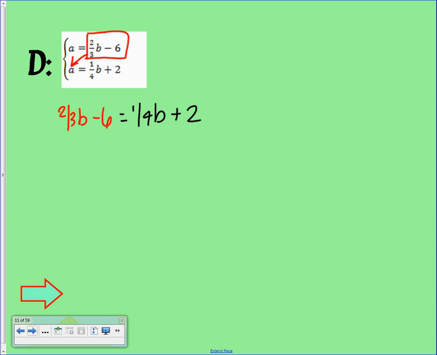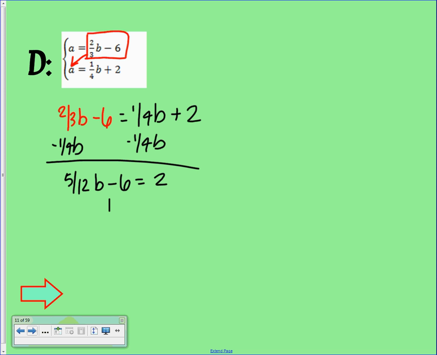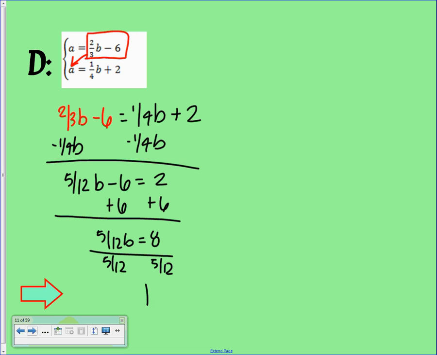So again, I would like to get my variables together. So I'll subtract 1/4 b from each side. 2/3 minus 1/4, careful in your calculator, is 5/12 b minus 6 equals 2. Then I'm going to add 6 to each side. So I'm going to get 5/12 b equals 8. And then I'm going to divide each side by 5/12, or you can multiply by the reciprocal, whatever works better for you here. And then b is going to equal 19.2.